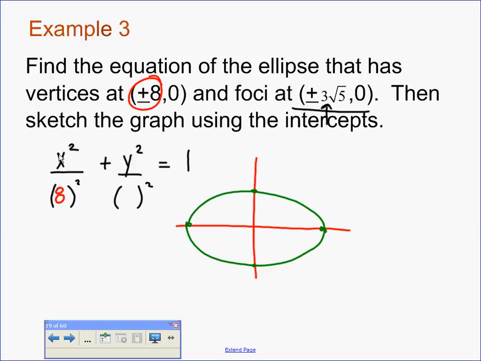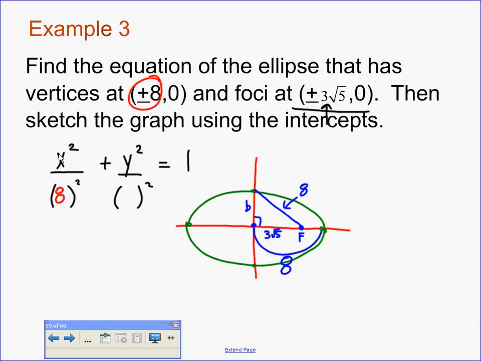Okay, remember you can sketch that triangle in here. So let's say this blue point here is going to be our focus. And we know that the distance from the center to the focus is 3 root 5. We don't know what this vertical distance is here, so I'm going to call that b. And then I have that the hypotenuse is going to be the same as the distance from the center to the vertex, which is 8 here. So that makes the hypotenuse 8.